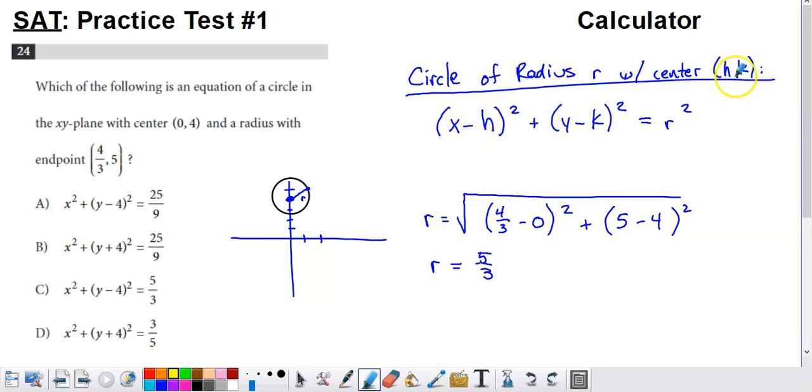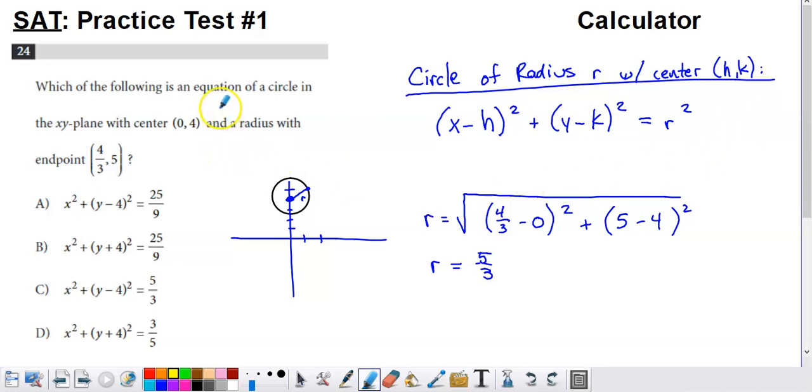So the center of the circle is h comma k. You'll notice that inside this set of parentheses with the x, we see the opposite of this x coordinate. And inside the set of parentheses with the y, we see the opposite of the y coordinate of the center. On the other side of the equal sign, we don't just see the radius, we see the radius being squared.